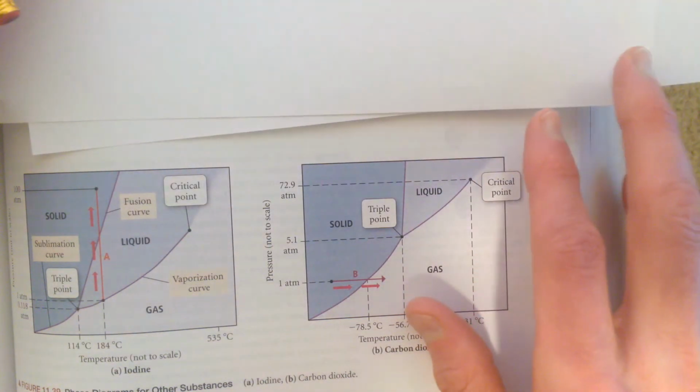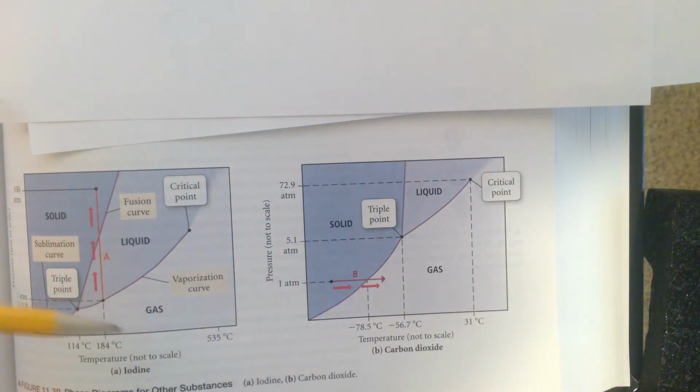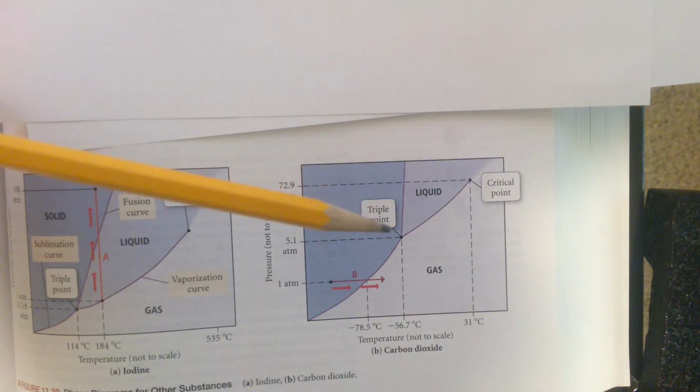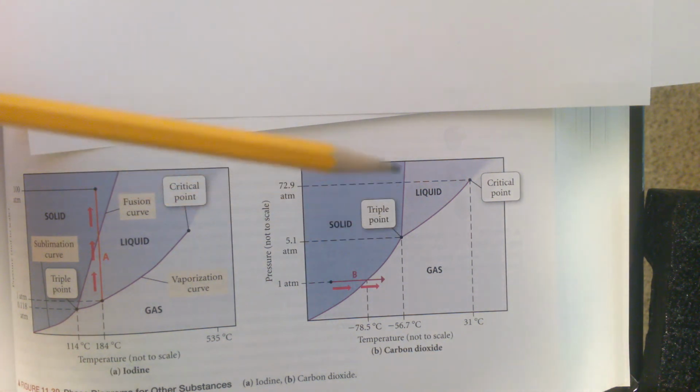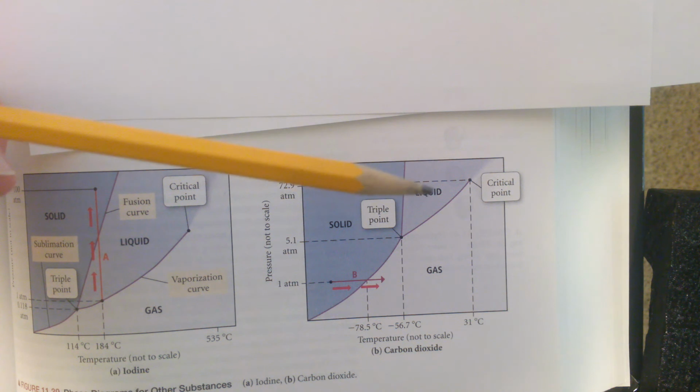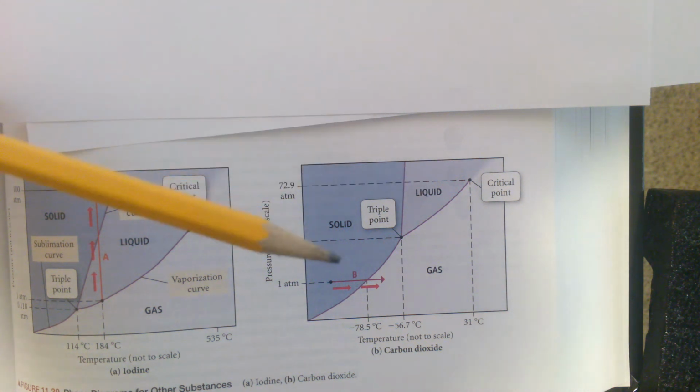Okay? Let's look at these right here. This one on the left is of iodine, and this one on the right is of carbon dioxide. Now, while we're talking about the slope, the direction it's leaning, see right here this curve? See how it's leaning towards the liquid? That's telling us that the liquid has a lower density than the solid. And notice over here on the carbon dioxide, it's leaning ever so slightly towards the liquid rather than the solid state. So again, we would say that the liquid phase has a lower density than the solid phase.